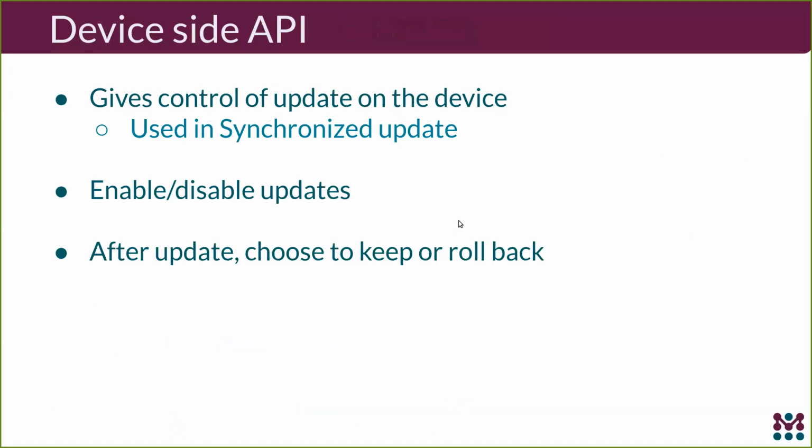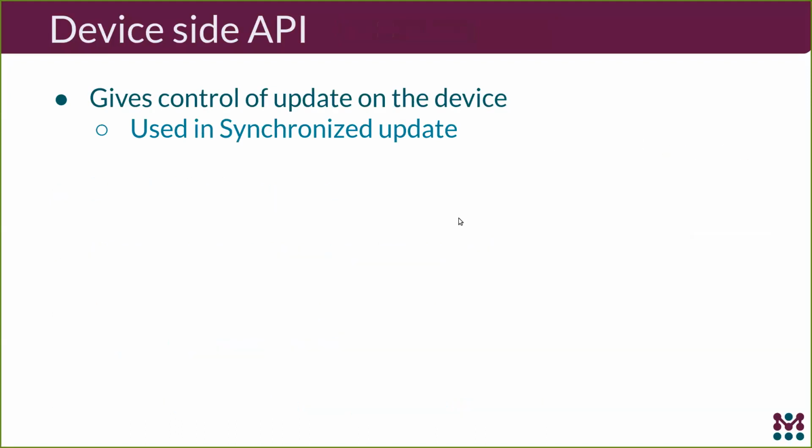Oops, yeah, so this is the device-side API. As you can tell from the name, this is an API that you can use on the device itself. So it gives control of the update on the device. This is actually what the Mender server uses in synchronized update. It talks to the device and uses the device-side API to tell the device when to move to the next state.